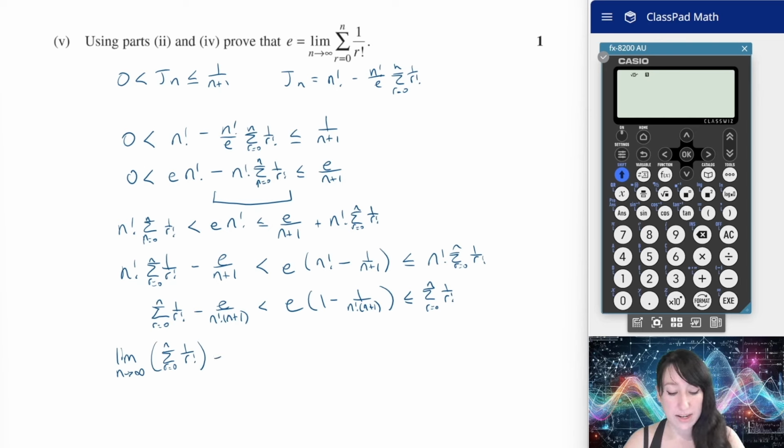Now, this fraction here, e over n factorial times n plus 1. If n goes to infinity, the denominator becomes infinitely large with a constant numerator. So that's going to go to 0. We'll see something similar in here. As n goes to infinity, 1 over n factorial times n plus 1 will go to 0. So, e is between the limits as n goes to infinity of that summation. It is both greater than it and less than or equal to it, which means e has to be equal then to that limit.